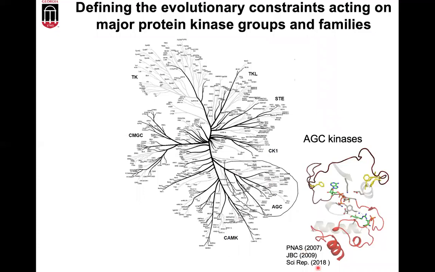Here's an example of work that we did several years ago for the AGC family of kinases, where we delineated the evolutionary constraints that distinguish the AGC group of kinases from other evolutionarily related kinases. What this revealed was that some of the strongest AGC constraints map to the kinase domain and actually tether a conserved C-terminal tail segment that wraps around the kinase core.